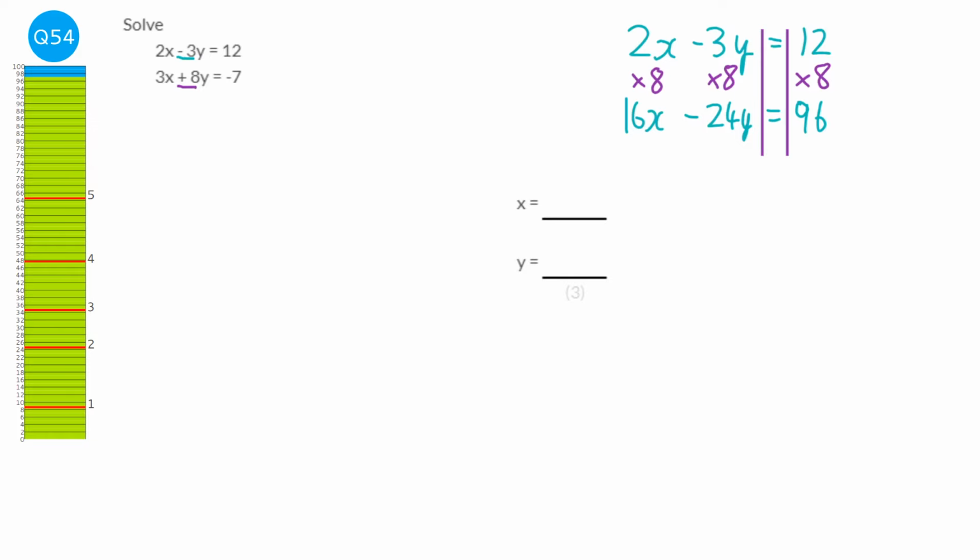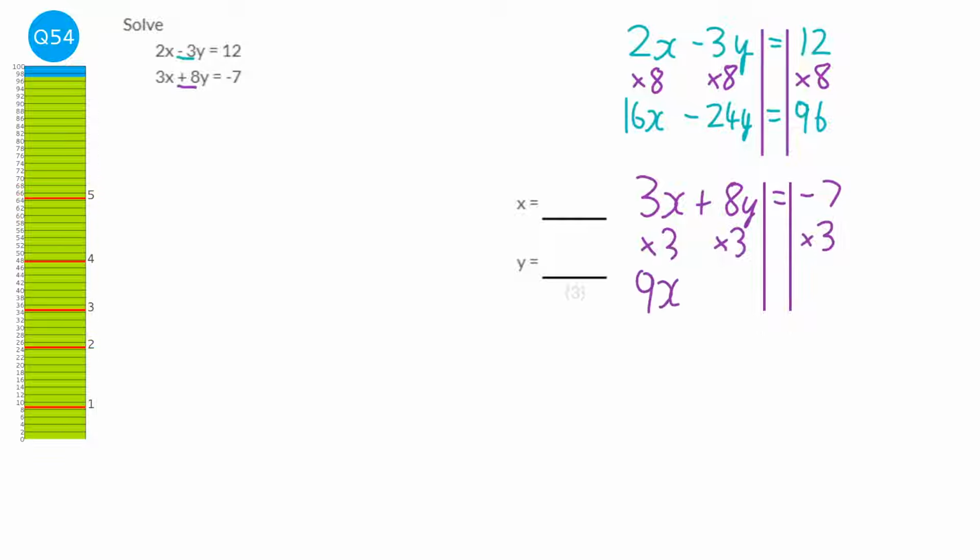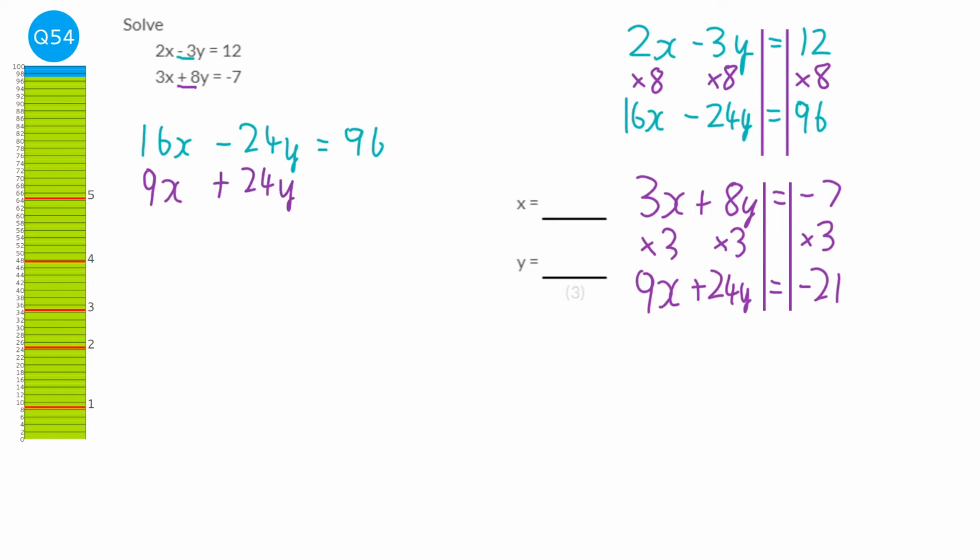Going to write the second equation, so we've got 3x plus 8y equals minus 7. And this time I'm going to times everything by 3. And so we've got 3 times 3, which is 9x, plus 24y, which is good, that's what we wanted, and then minus 7 times 3, which is minus 21. So I'm going to write these out again, so 16x minus 24y equals 96, and 9x plus 24y equals minus 21.